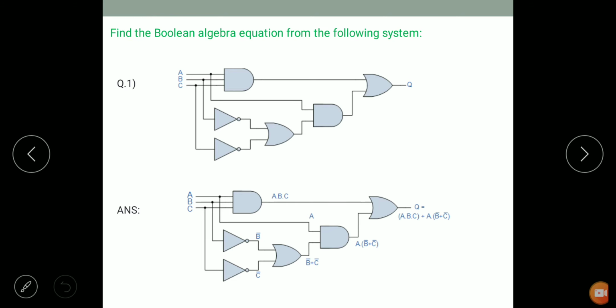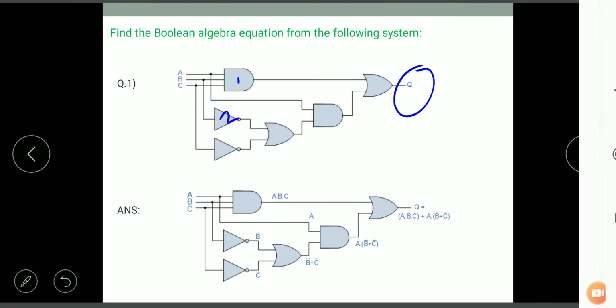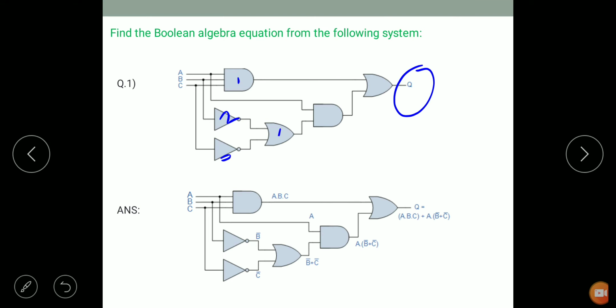So we have to find out what is the equation for Q. So first, here 3 variables are used. So first is the NAND gate. Okay, we will see one by one here. This is first, then this is second, this is third, this is fourth, this is fifth, and the last one is this. Okay, so for the first, what is the equation?